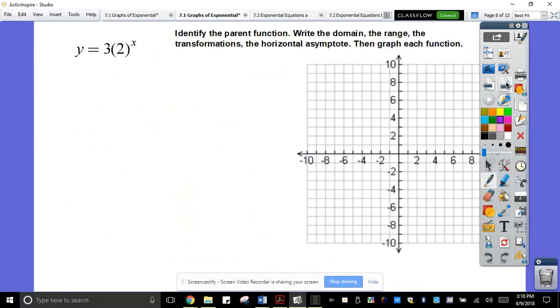Next. Let's skip that one. Let's do this one first. What's the parent function of this here? y equals 3 to the x. Same thing, make a table.